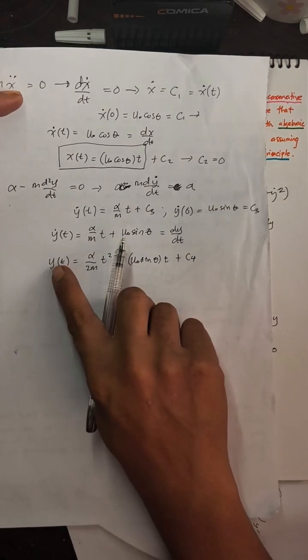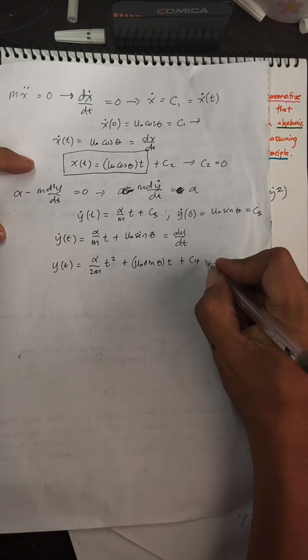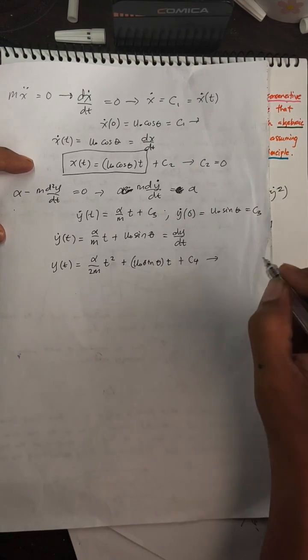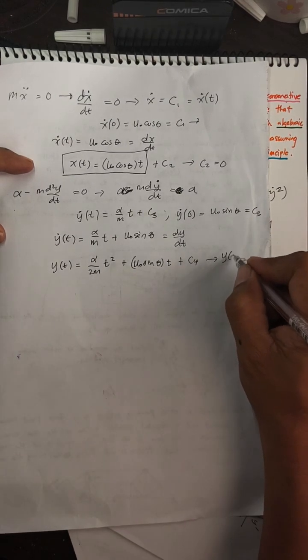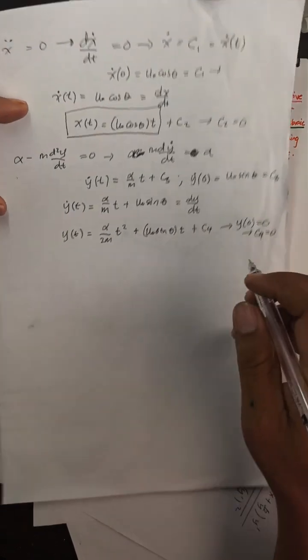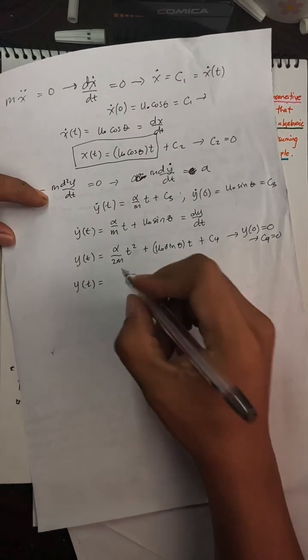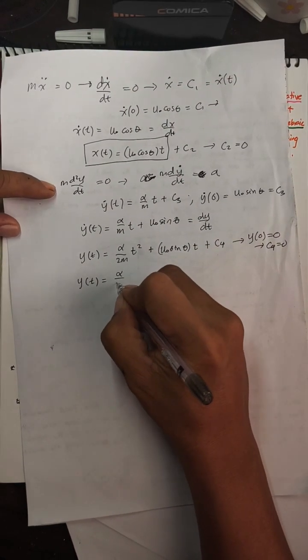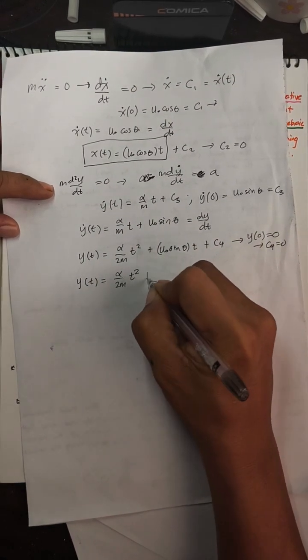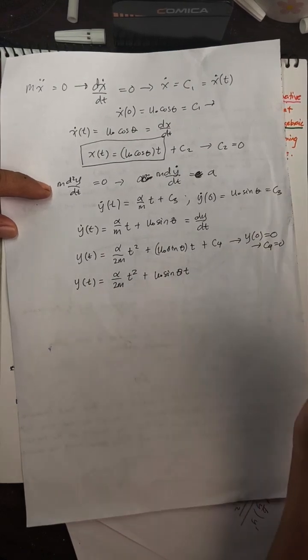The boundary condition states that y of 0 is 0. So this would make C4 equal 0. From here, applying the boundary condition y of 0 equals 0 implies that C4 equals 0. So we now have our y of t: y of t equals alpha over 2m t squared plus u naught sine of theta t.